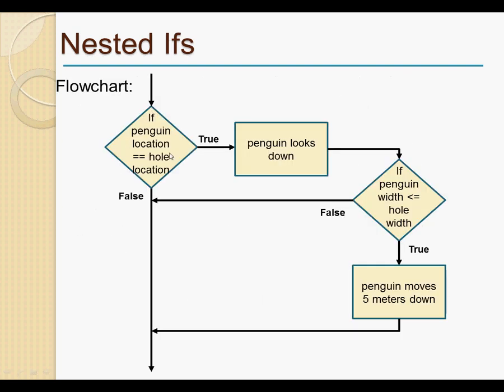In a flowchart, this is what it looks like. I have my decision statement. If my penguin is at the same place as my hole, then the penguin's going to look down, and then I reach my inner if statement where I check to see if my penguin is smaller than the hole. If the penguin is smaller than the hole, and he was where the hole is, the penguin moves down 5 meters. This only occurs if both of those two if statements were true. If either one of those two if statements is false, I'm not going to execute this process. Instead, I'm going to continue off my program.